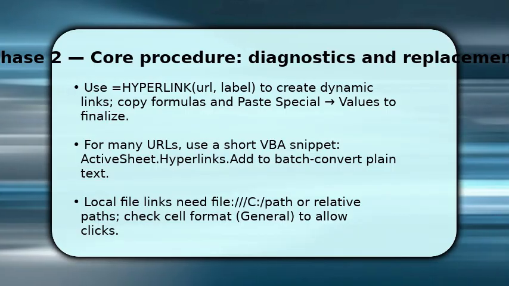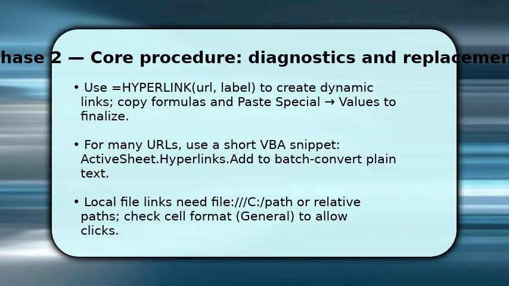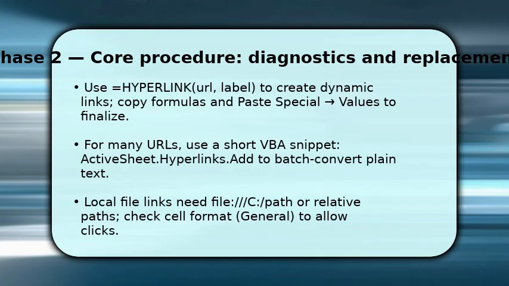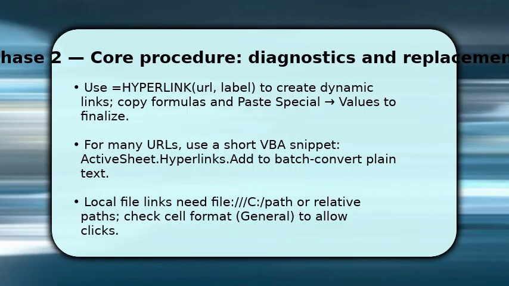You can use the HYPERLINK function, equals HYPERLINK, http://example.com, label, to build clickable dynamic links that update when you change the URL cell. If you have dozens of plain text URLs, run a small VBA macro that uses ActiveSheet.Hyperlinks.Add to batch convert them, then replace formulas with values via Paste Special.